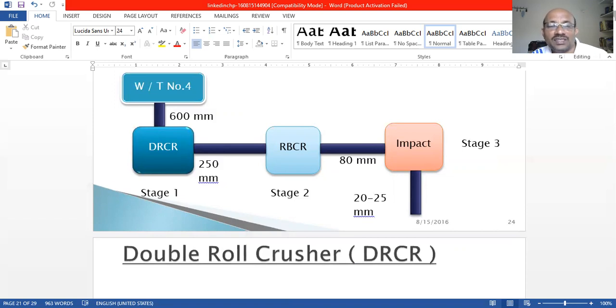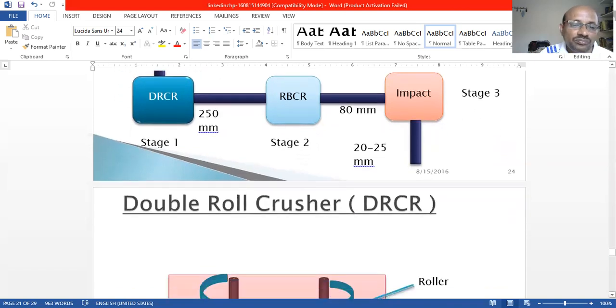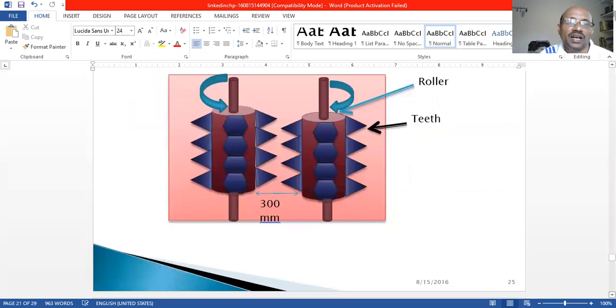So there are three stages: stage 1 is the DRCR, double roller crusher, the second stage is the rotary breaker crusher, and the third is the impact crusher. In that we size the coal as 250, 80, and 20 to 25 mm. Here you can see the double rollers and how they work. This is the roller; the coal comes in between, is crushed, and comes out.